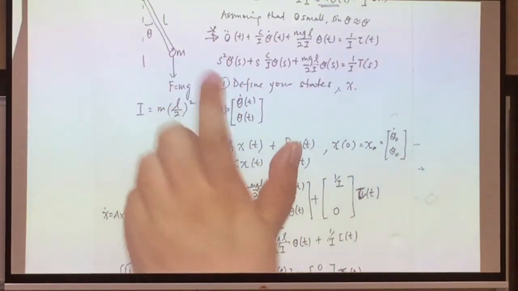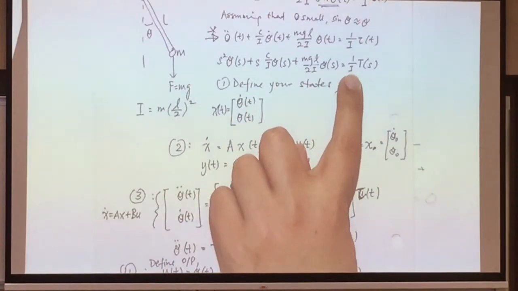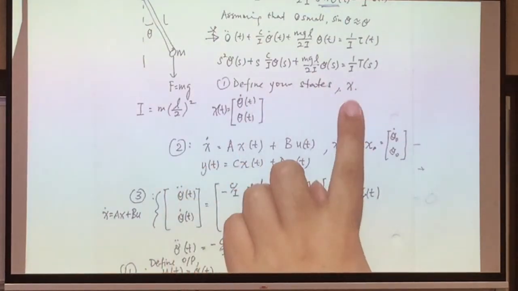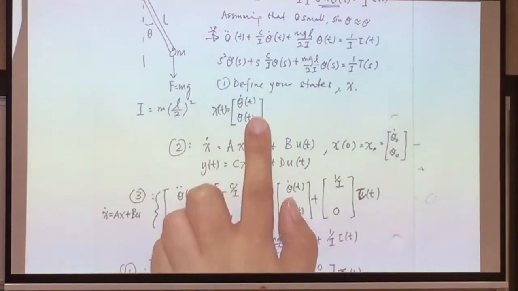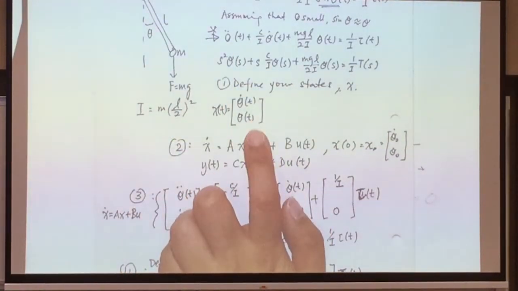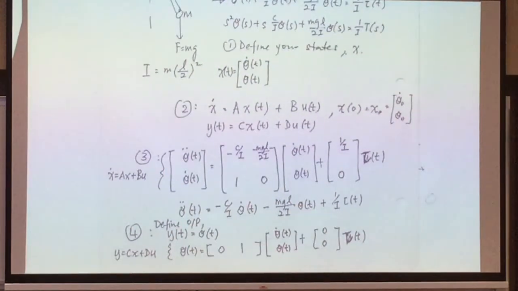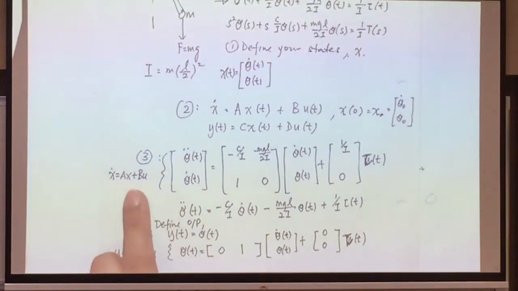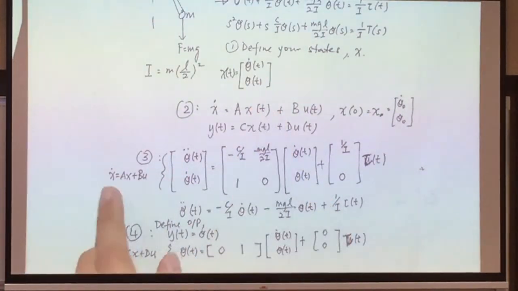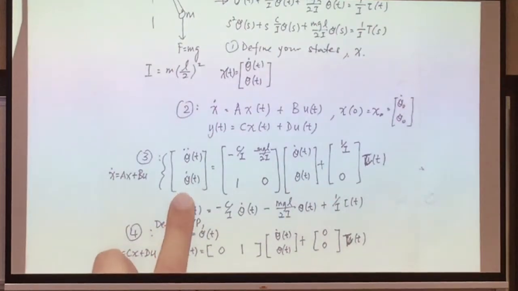Okay? And this is my Laplace transform. But it's not required, you don't need the Laplace transform to write a state space model. All you need to do is define your states, x. So if you define your states x, because it's second order, logically we have theta dot over theta. Alright? So next you need to actually form your state space model, which is x dot is Ax plus Bu. Okay? So x is theta dot over theta, so x dot will be theta double dot over theta dot. Okay?